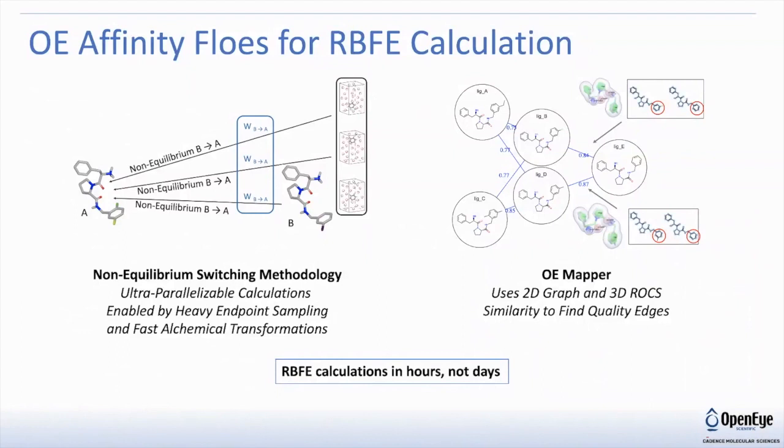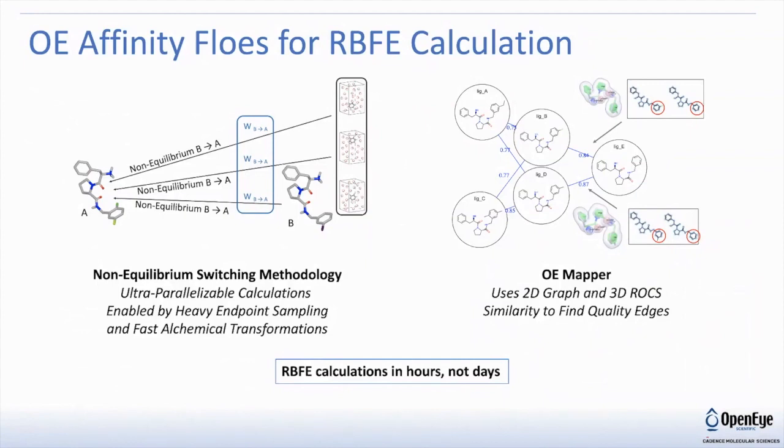This set of flows at the moment is used for relative binding free energy calculations, but rather than use the more common FEP protocols, we utilize a method called non-equilibrium switching. This method utilizes heavy endpoint sampling and fast alchemical transformations in order to arrive at reliable data, instead of using one long alchemical transformation. The advantage here is the ability to parallelize calculations.